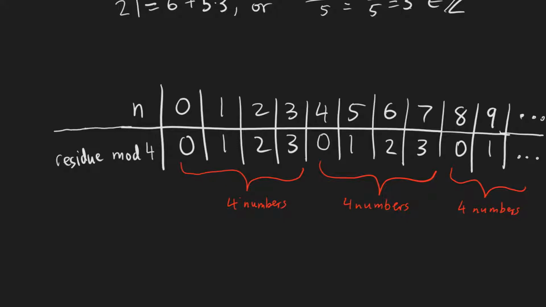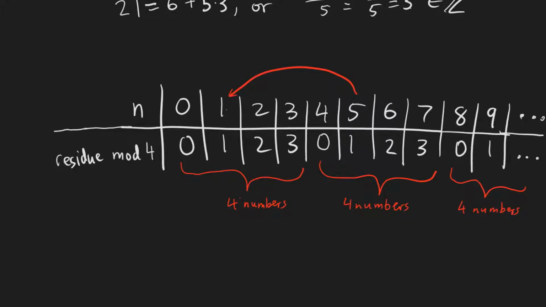So we see that if n is 0, then 0 is congruent to 0 mod 4. 1 is congruent to 1 mod 4. And if you continue this pattern out, you'll notice that once you start listing these numbers, the residues mod 4 repeat every 4 numbers.